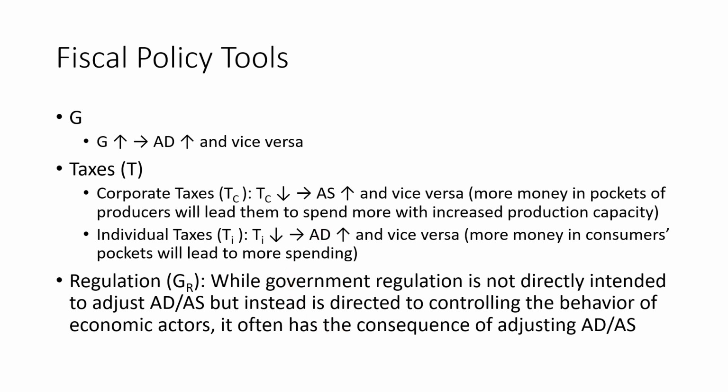Government regulation is not directly intended to adjust aggregate demand and aggregate supply, but it does so consequentially. Really, what regulation is designed to do is to control behavior, either, like we said before, to referee the game to make sure that fair competition is taking place, or to regulate the negative side effects of competition.